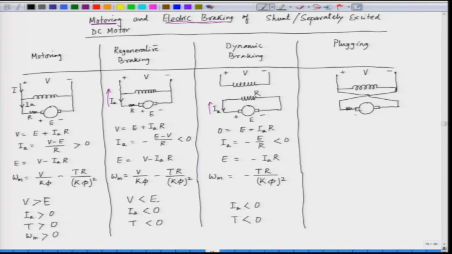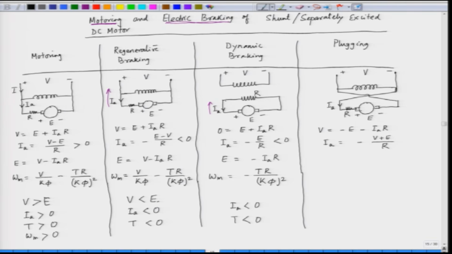Now, this is the back EMF of the machine, that is E, and the resistance here is R. So, if we write down Kirchhoff's voltage law for the armature circuit, voltage V is equal to minus E minus IA R, where IA is the armature current. So, what is IA? IA is equal to minus V plus E divided by R.